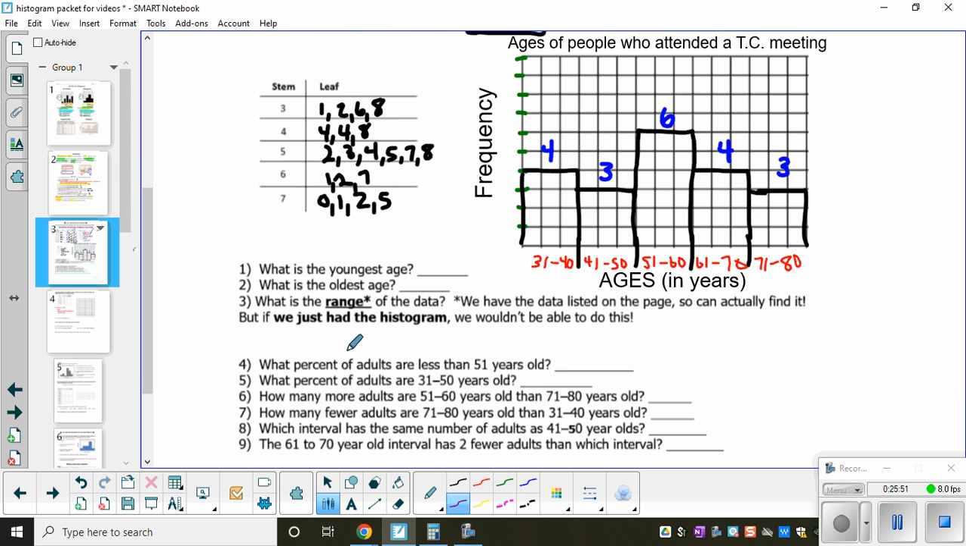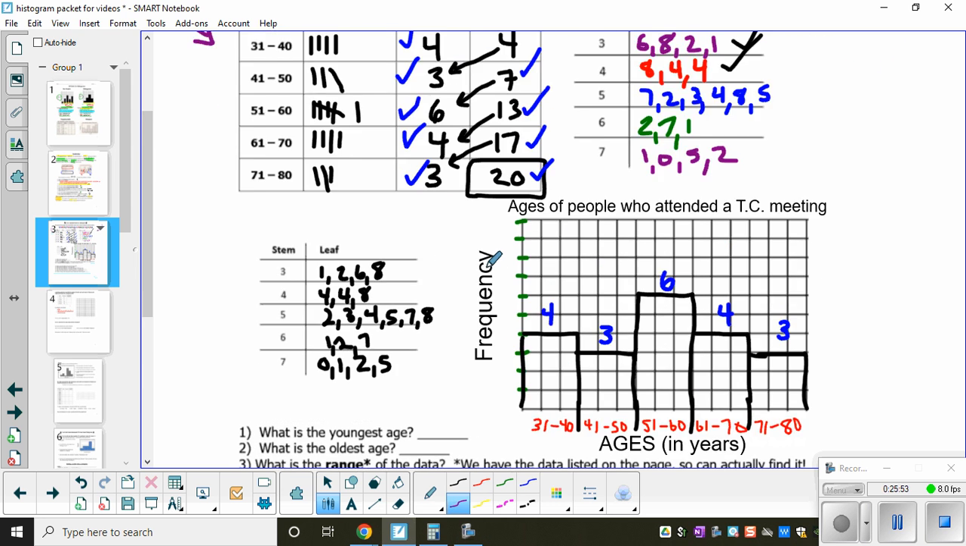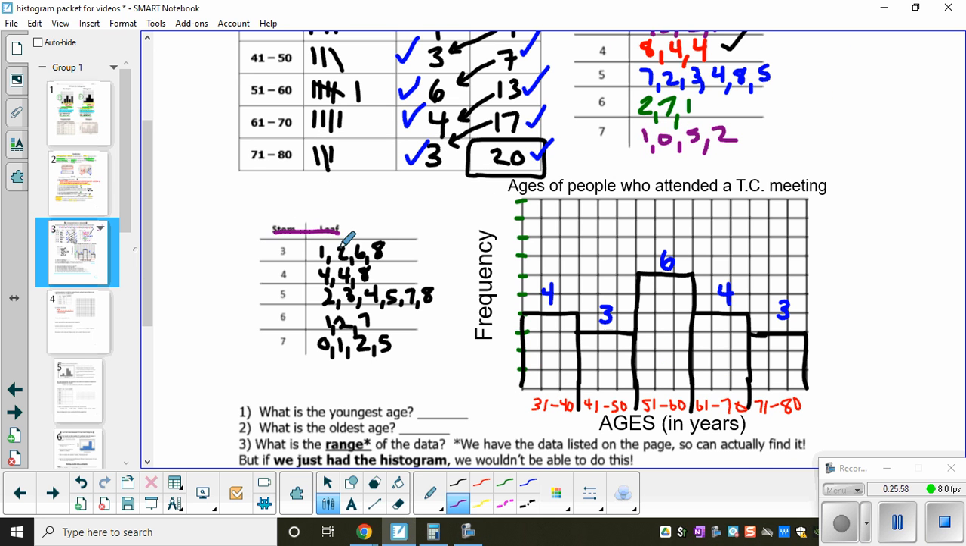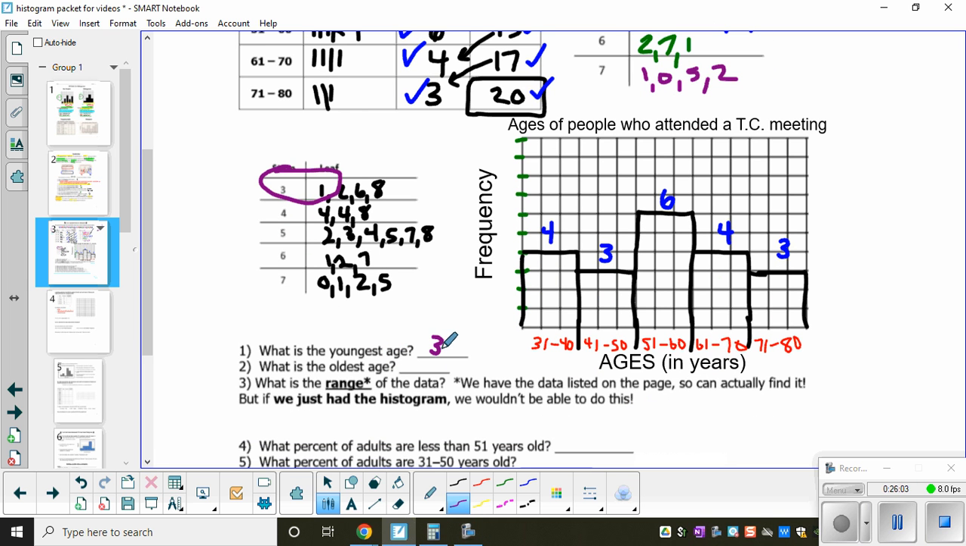All right. So what's the youngest age here? Because we actually can see the raw data up here, we can see that the youngest age of a person who attended was a 31. I wanted to point out that the only reason we can tell that is because we can see the data. If we were only looking at this histogram, we would not be able to answer that question. Same thing with the oldest age. Because I can see the data, I can see that the oldest person here was 75. I wouldn't be able to tell based on just this, but yes, I can look because we have the data.